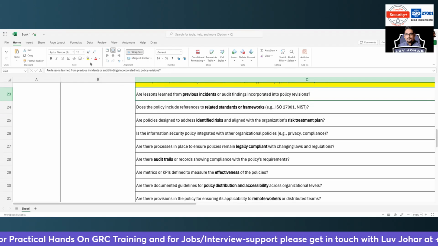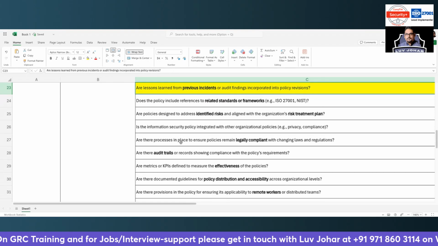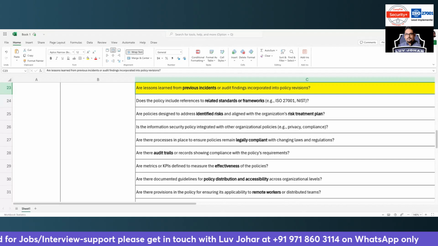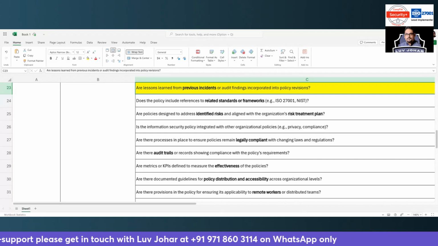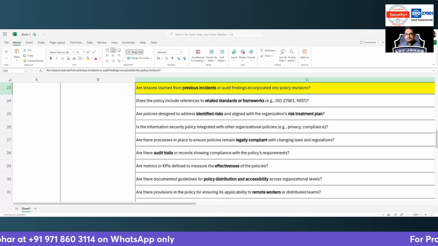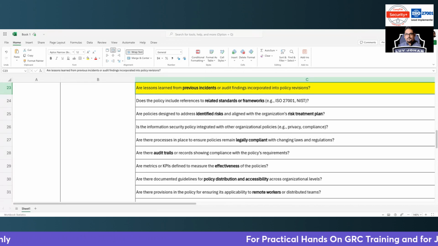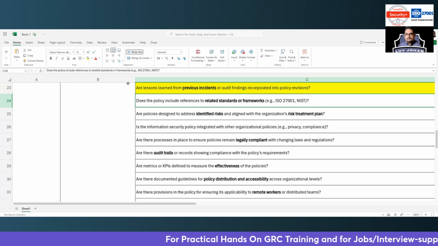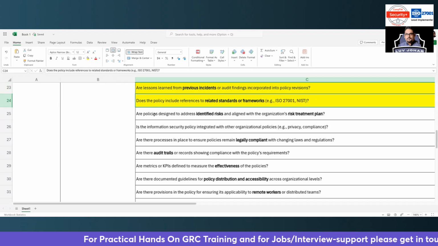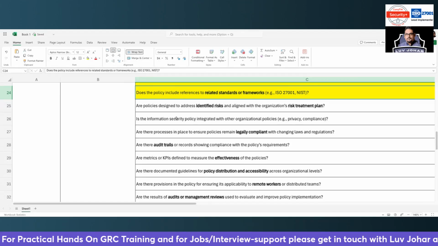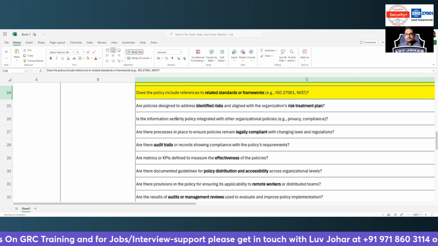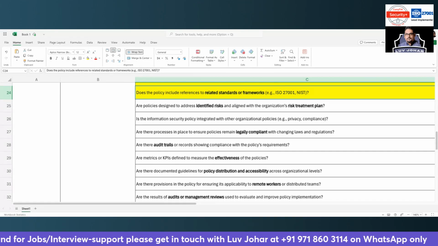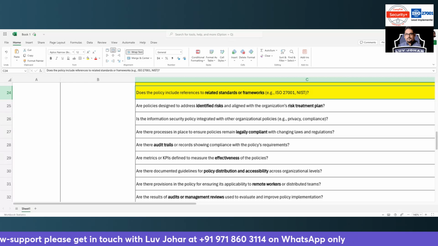then after that, what we have is, are lessons learned from previous incidents or audit findings incorporated in the policy revisions? Definitely, any lessons learned from previous incidents or audit findings should be incorporated into the policy revision as well. Okay, and does the policy include reference to related standards or frameworks? Definitely, if you are following the ISO framework or the NIST framework, you need to mention that in the policy, right? This is the related standard or framework that the company is adhering to at the moment, right?